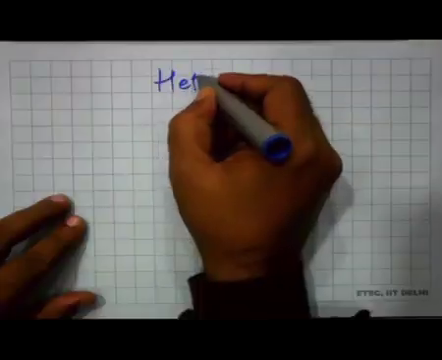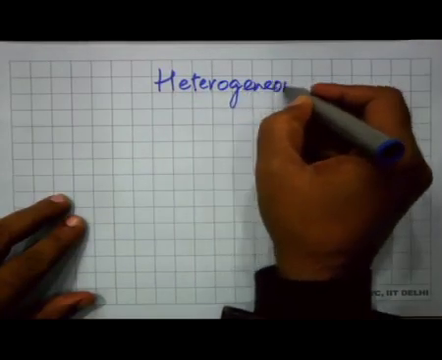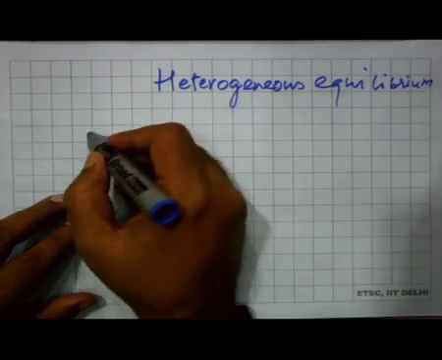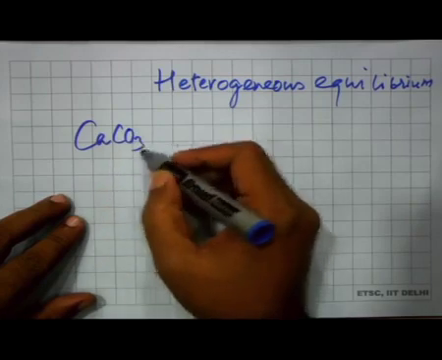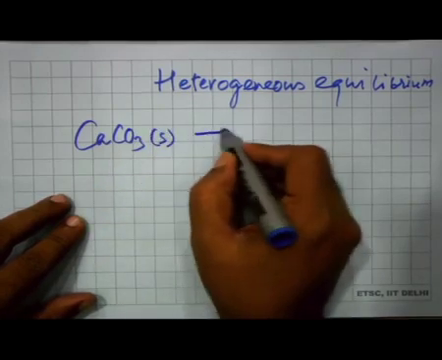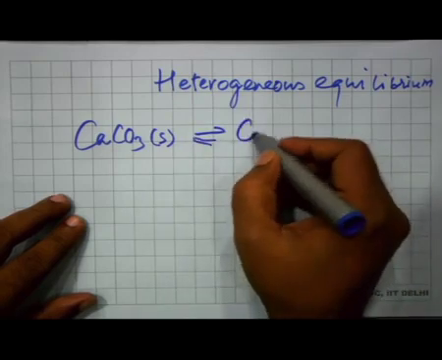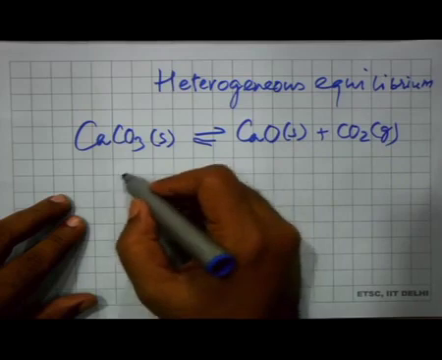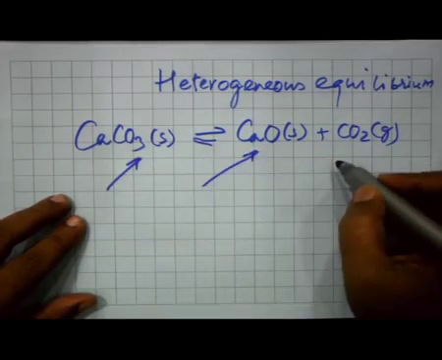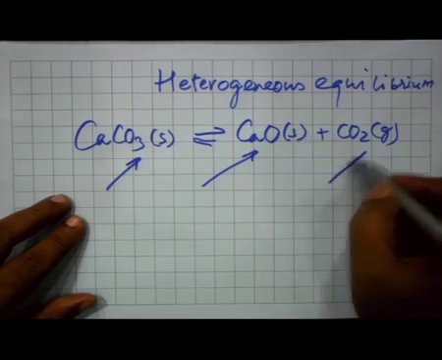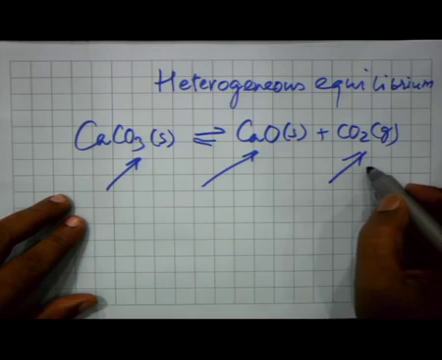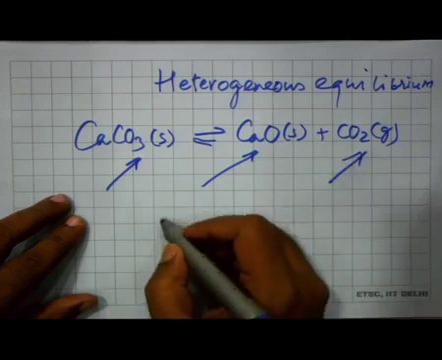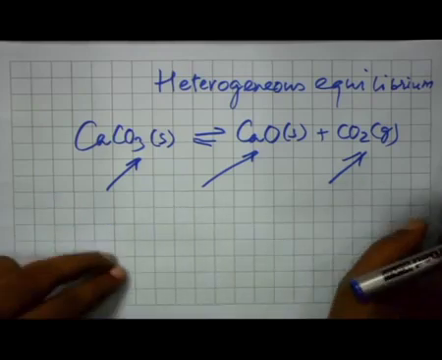Now, heterogeneous equilibria. For example, if you take a solid, calcium carbonate, this exists in solid form, and if we dissociate it, it will give you calcium oxide solid plus CO2 gas. Now, you can see that although calcium carbonate and calcium oxide are in solid phase, your CO2 is not in solid phase. So, you have two phases in the reaction, solid and gaseous phase, and that kind of equilibria is known as heterogeneous equilibrium.